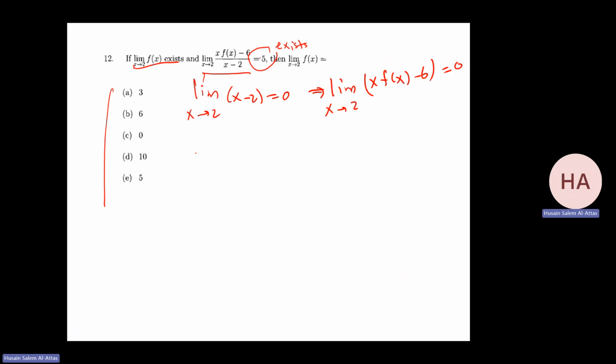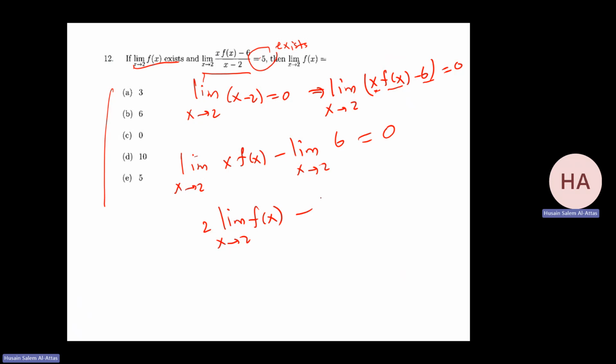Okay. So that means this limit exists, this limit exists, this limit exists. I can distribute the limit. So limit as x goes to 2 of x f of x, minus limit as x goes to 2 of 6. This will be 2 times the limit as x goes to 2 of f of x, minus 6, should be equal to 0. That means this limit, which I'm looking for, will be 6 over 2, which is 3.